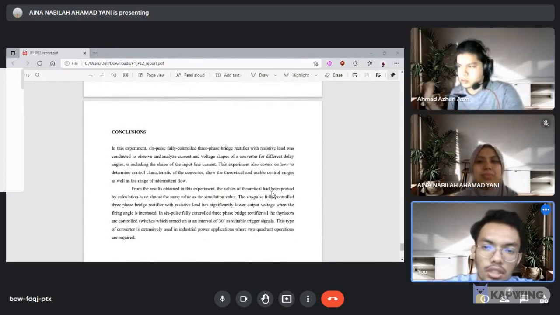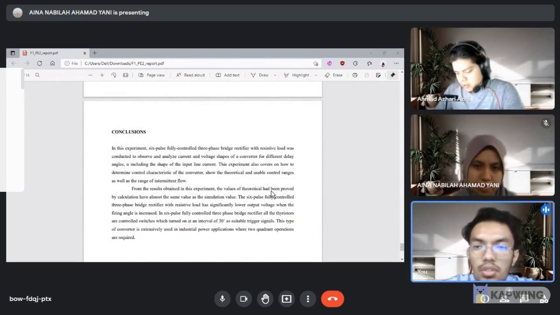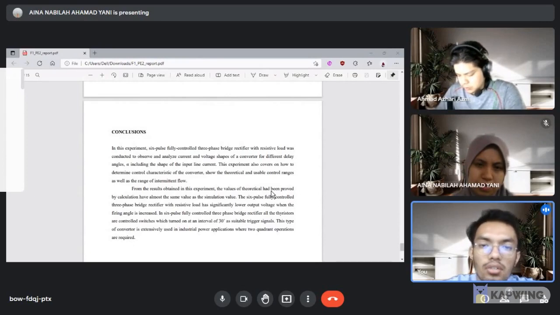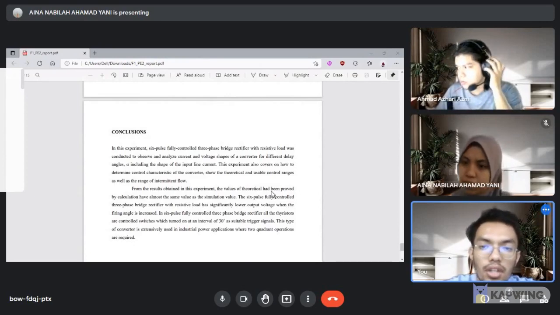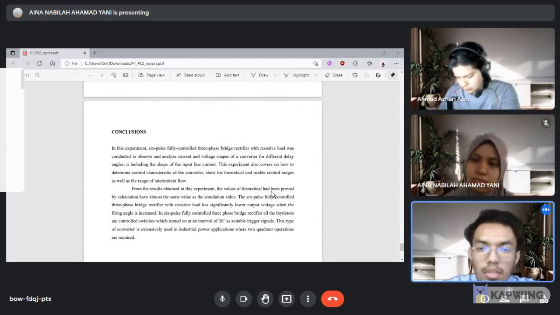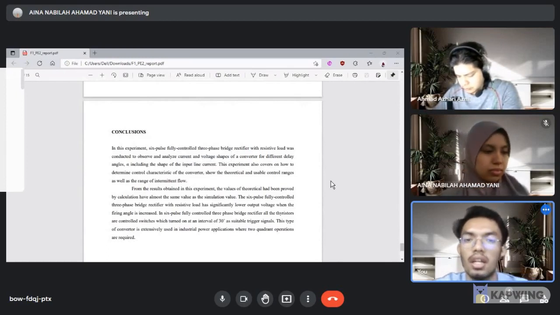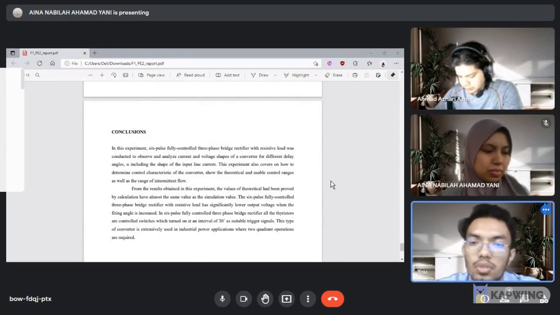So for the conclusion, this six-pulse, full-wave, fully controlled three-phase bridge with resistive load was conducted to observe and analyze the current and voltage shape of a converter for different delay angles. So it includes the shape of the input line current. It also covers how to determine the control characteristic of the converter, shown by the theoretical and usable control range as well as the range of the intermittent flow. From the result obtained, the theoretical value, as verified by calculation, is almost the same as the simulation. So the six-pulse controlled three-phase bridge rectifier with resistive load has significantly lower output voltage when the firing angle is increased.